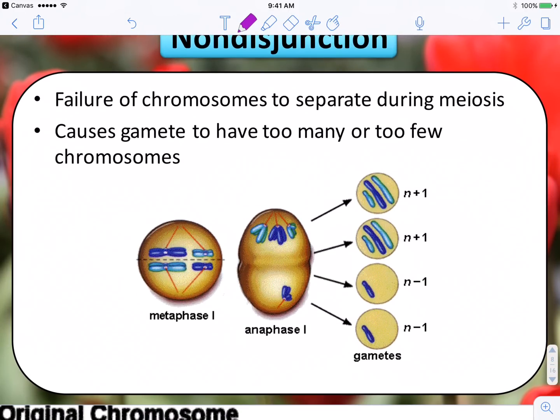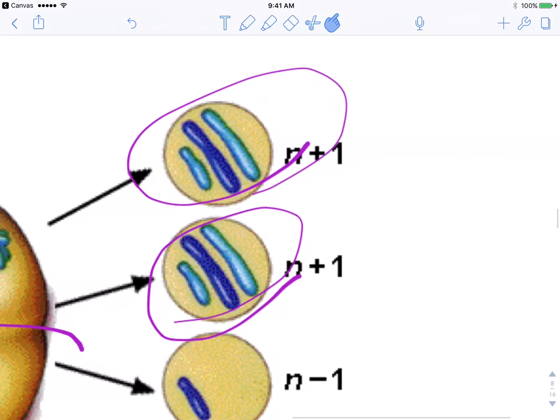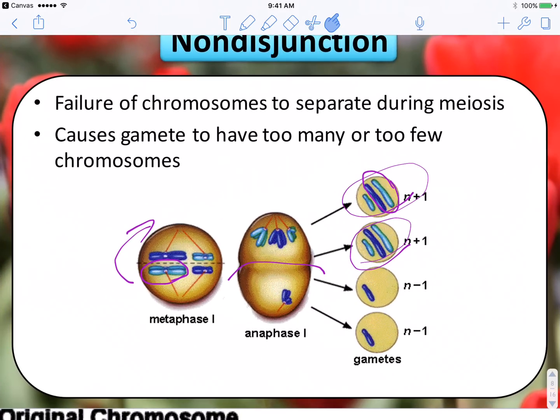Non-disjunction, this is what causes Down syndrome. Non-disjunction is where we have a pair of sister chromatids not get pulled over to the correct cell during anaphase. So this one ended up getting pulled over to what you would see as the top side. And so when the cell divides, we have two gametes that have an extra copy of this chromosome. When you have an extra copy of the chromosome, that is the result of non-disjunction.